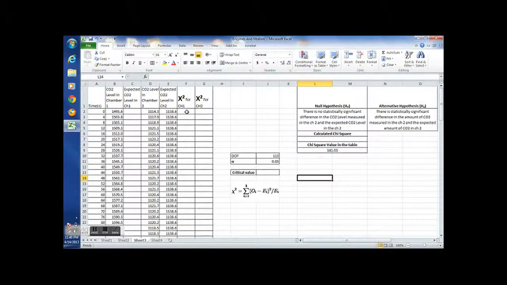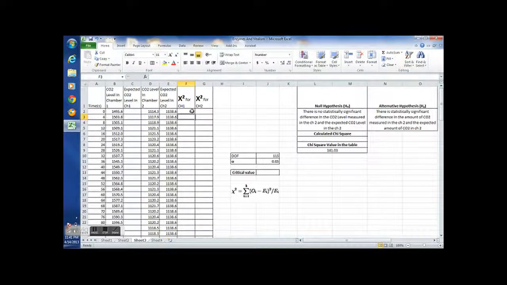Here's the formula for the chi-square value. I will click a cell, type equal, then parenthesis, my observed value minus my expected value, close parenthesis, and square this value by putting a cap and then 2. Divide this value by my expected value again. When I hit enter, I will get the result.